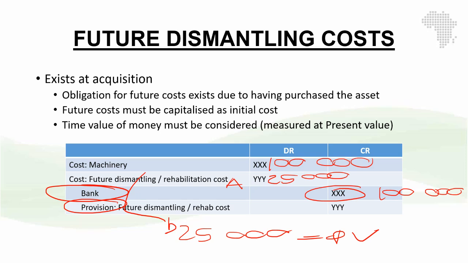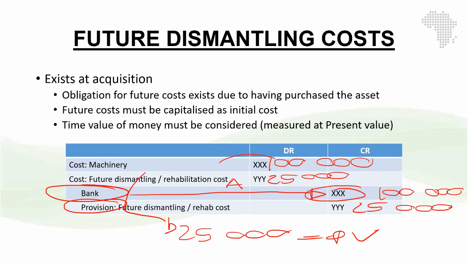I know for a fact that at the end of the useful life of the asset, I'm going to have a dismantling cost. I'm going to have a site restoration or rehabilitation cost. I've determined what the present value is. I've determined it to be 25,000. So here you can just see I'm recognizing my actual payment that I'm making, which is the cost of the asset, 100,000. I've determined I'm going to have an obligation in the future, so my provision is 25,000.